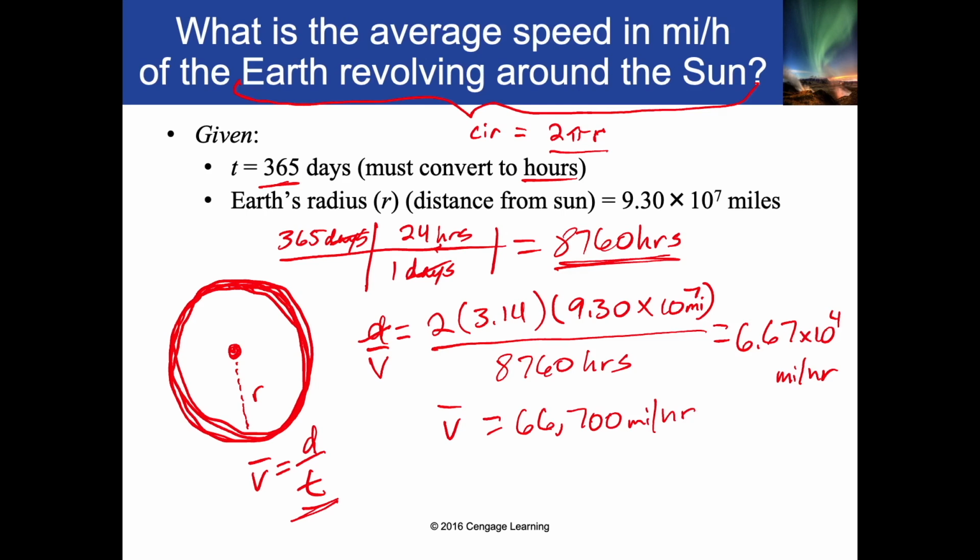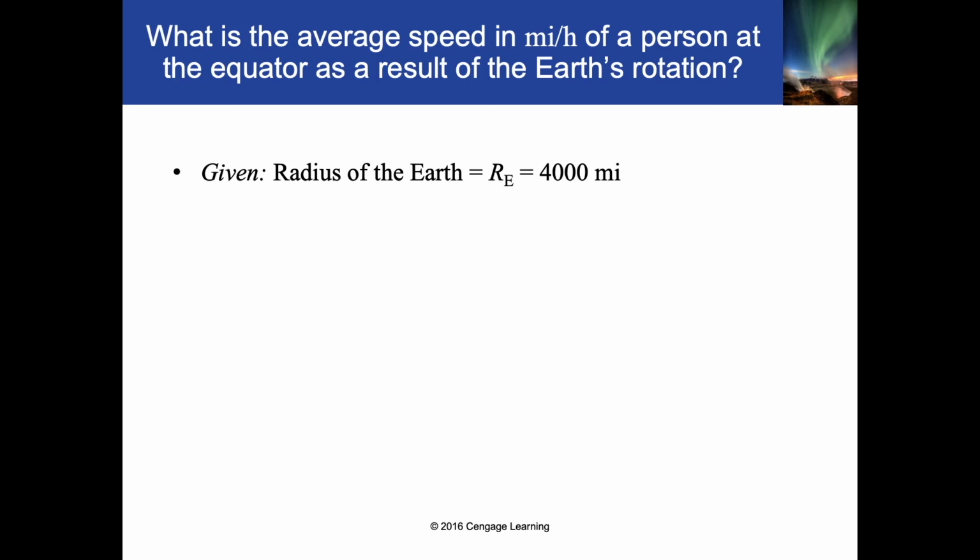Do we have the right number of significant figures? 365 days, yes. The radius here has 3 significant figures, right? And we have how many significant figures in our answer? 3. Right? Easy as pie. Everybody get that? All right, let's keep on trucking here.